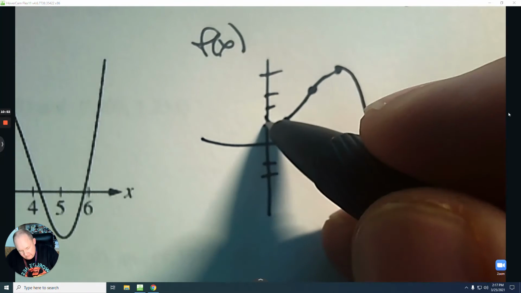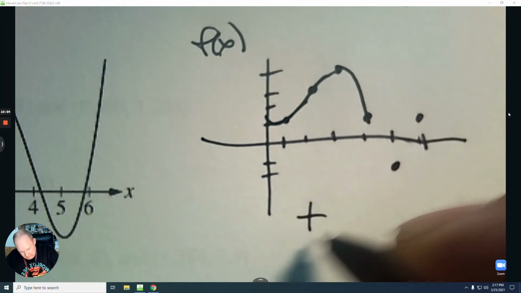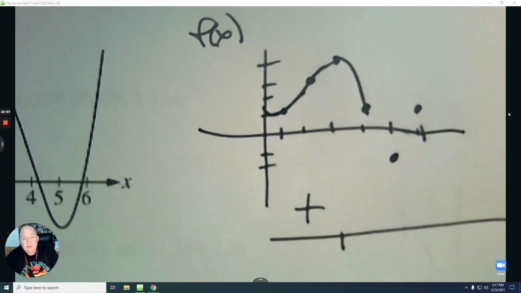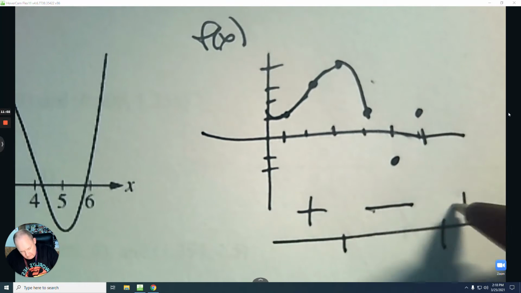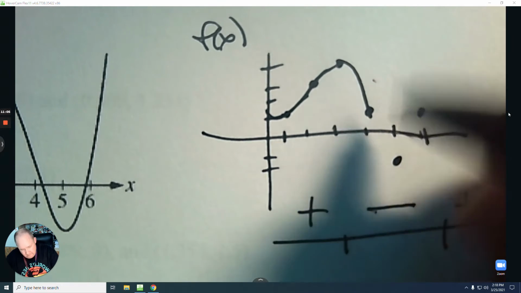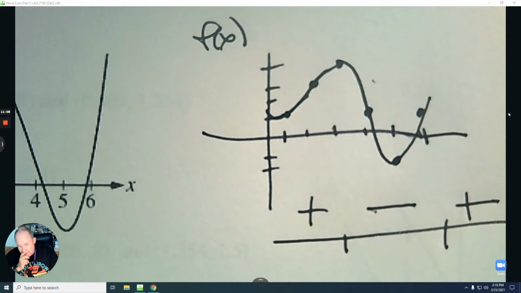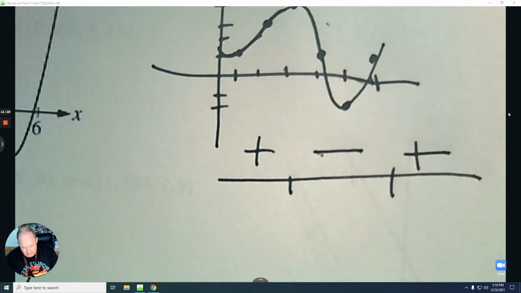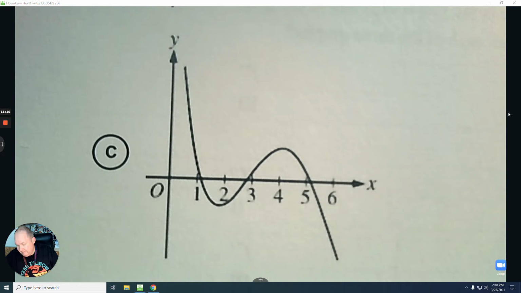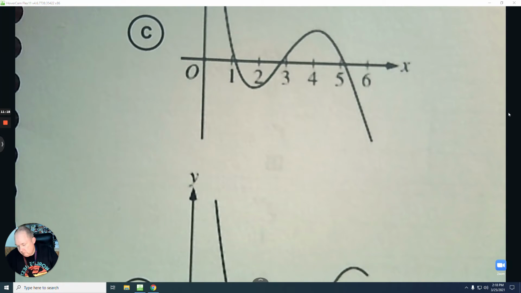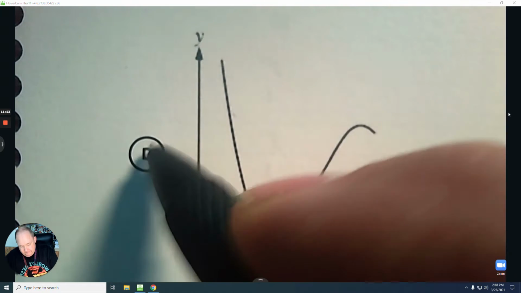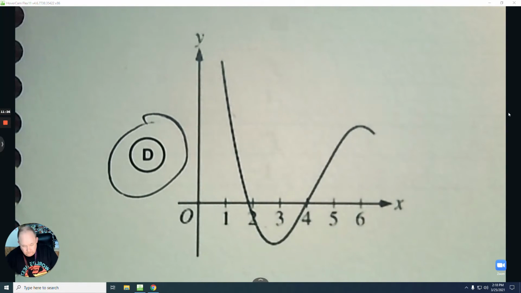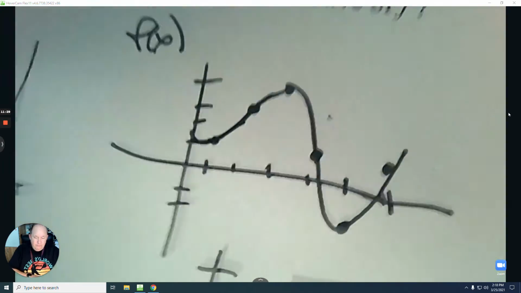So it's concave up to begin with, and then it's concave down, and then it's concave up all the way through. So that's what I'm looking at. So I'm looking at above, below, and then above. So that's going to match with D. Above, below, and above. Number 20.